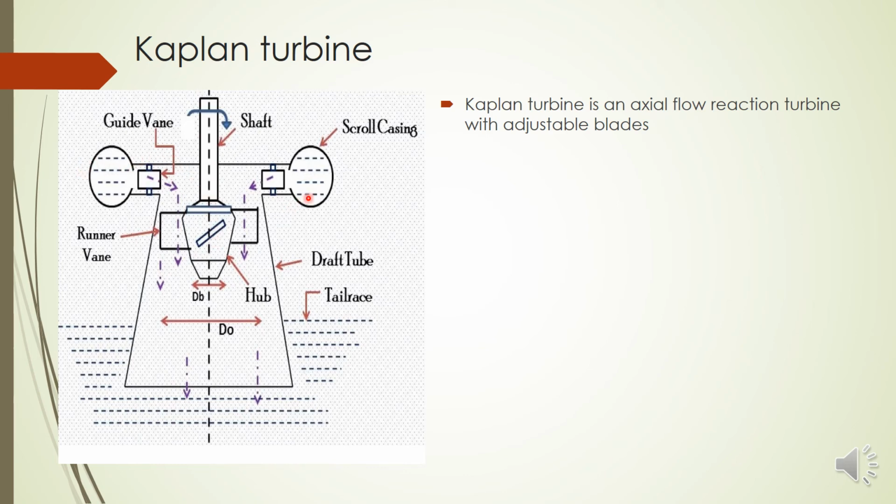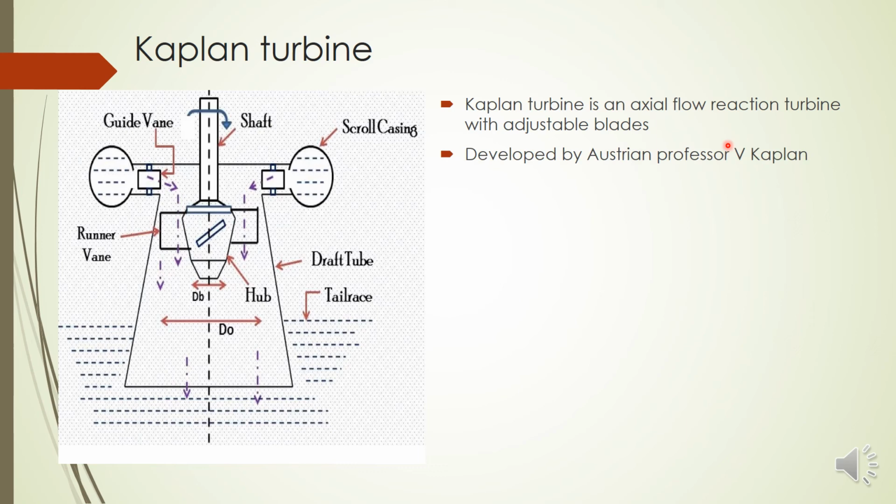And water is coming through this casing and it will be parallel to the axis. You can see here these arrows represent the flow of water. So it is parallel to the axis of this shaft. This is the axis of the shaft. So it is an axial flow and it's also a reaction turbine. Another important thing is the adjustable blades. We can adjust the orientation of the blades of the Kaplan turbine. So it is one peculiarity. In the Francis turbine, we will not adjust the blades. We can adjust the blades of the Kaplan turbine.